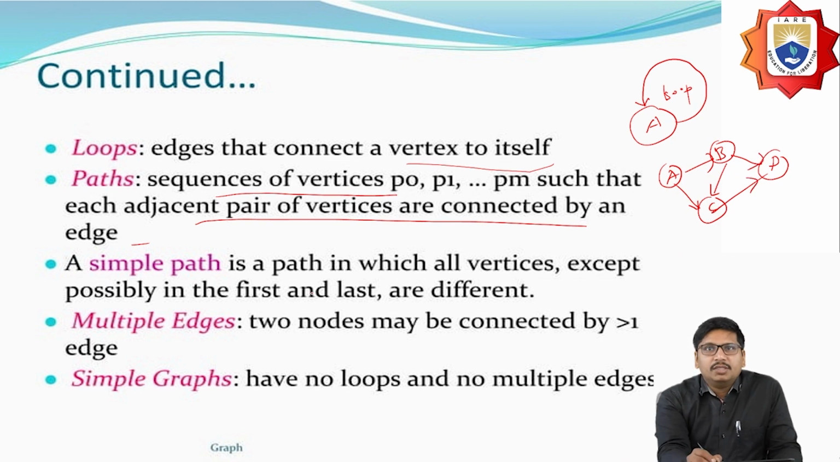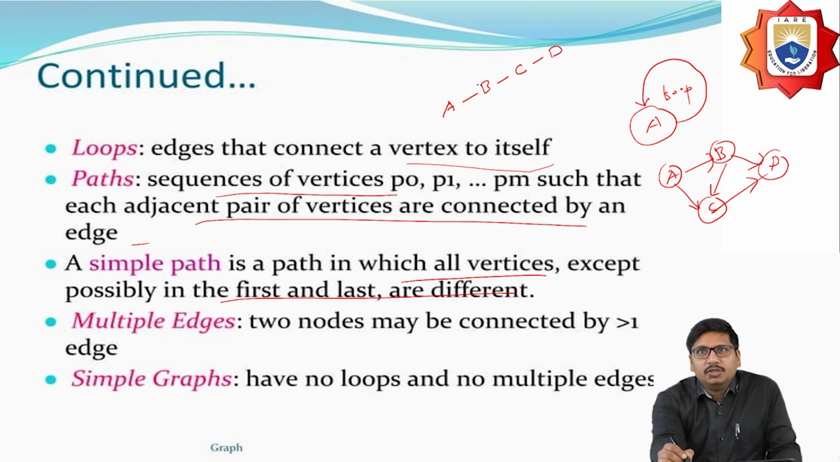And a simple path is a path in which all vertices except possibly the first and last are different. So a simple path means a path from A to B, B to C, and C to D. And multiple edges: multiple edges means that in a graph, two nodes are connected by more than one edge.